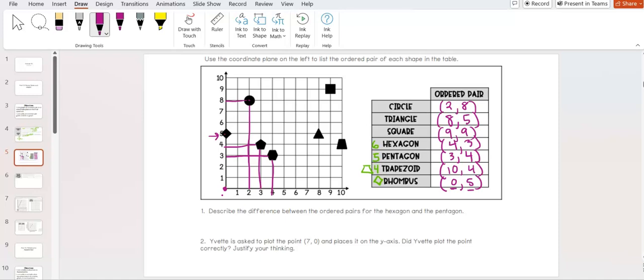Now we're going to answer some questions about our points. It says, describe the difference between the ordered pairs for the hexagon and the pentagon. These are our ordered pairs for our hexagon and our pentagon, and you may notice that they are flip-flopped. They are backwards.